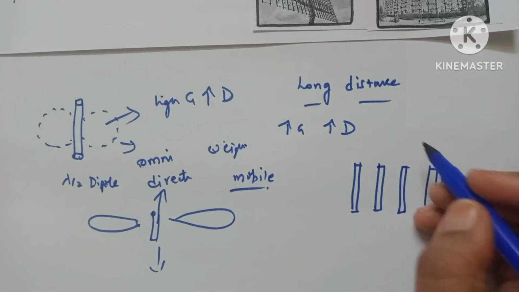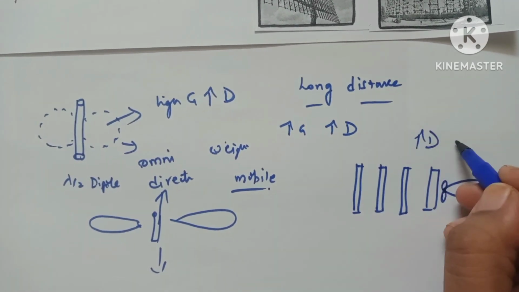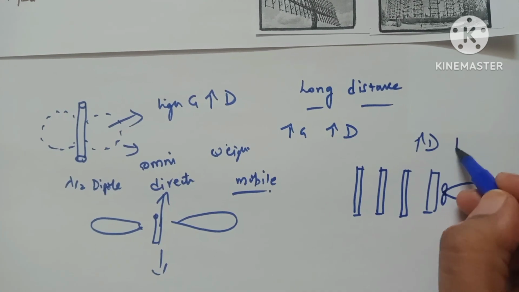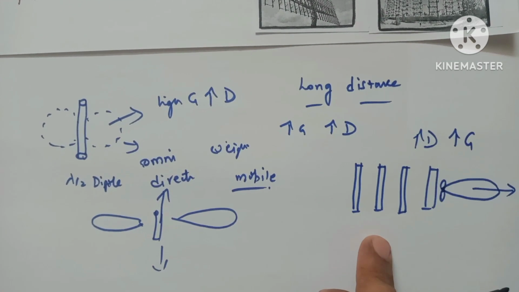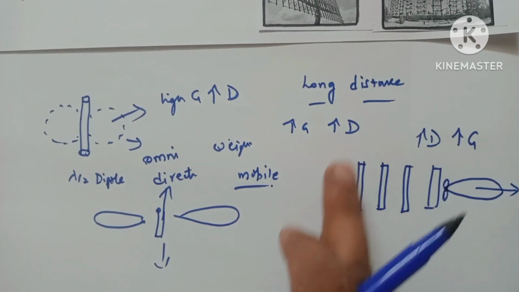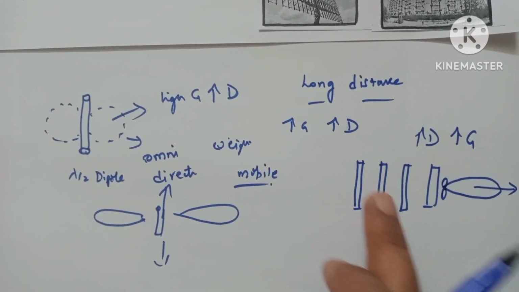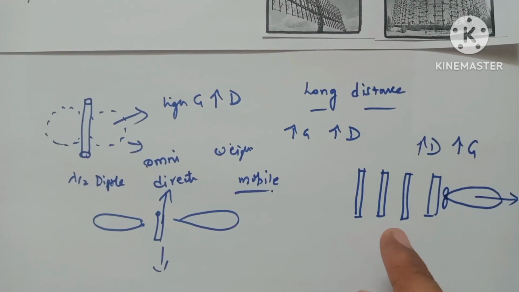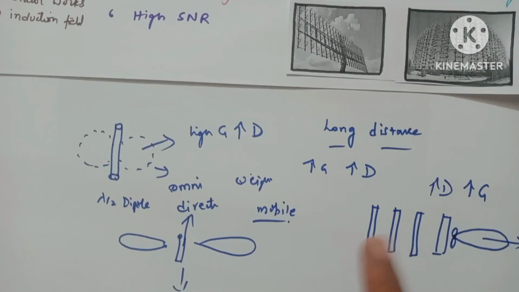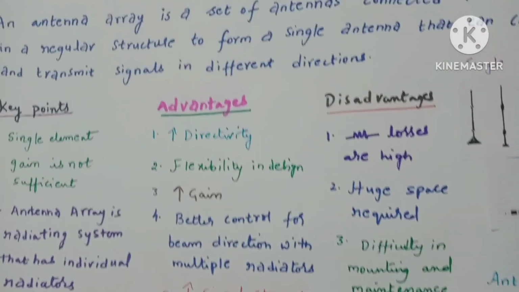In this case what happens? My directivity increases. Obviously, as it is directly proportional to gain, gain also increases. This is the concept of antenna array. And why nowadays this antenna array concept is becoming popular is we can list out so many advantages and disadvantages regarding this. That only I am going to discuss now.